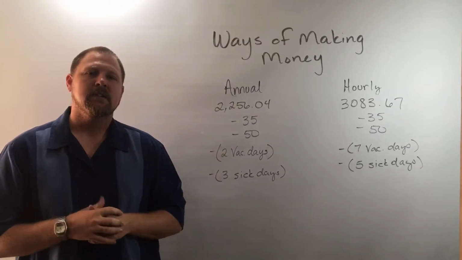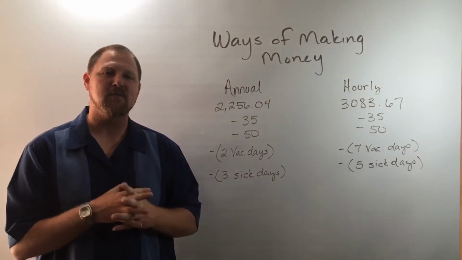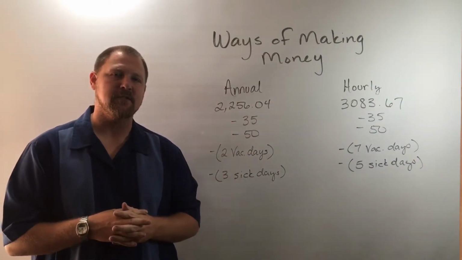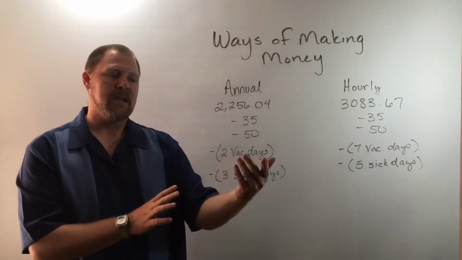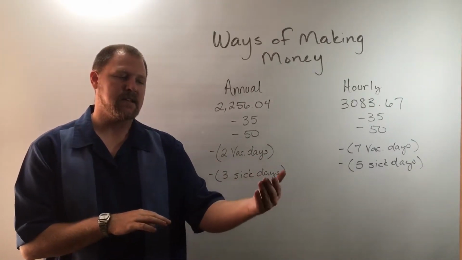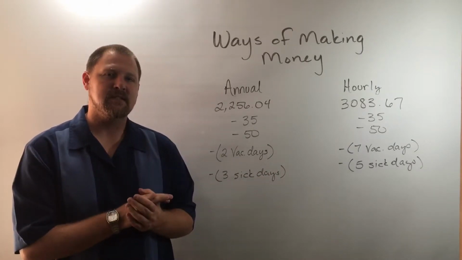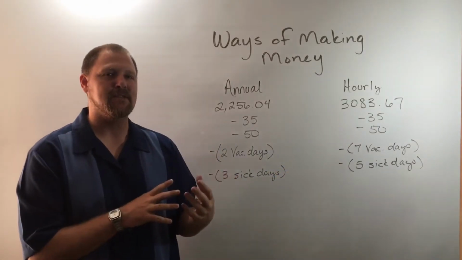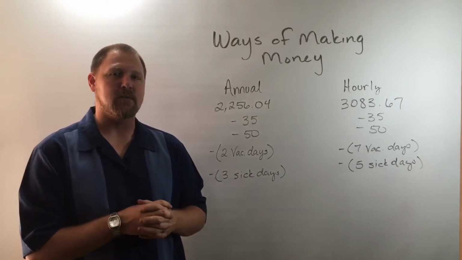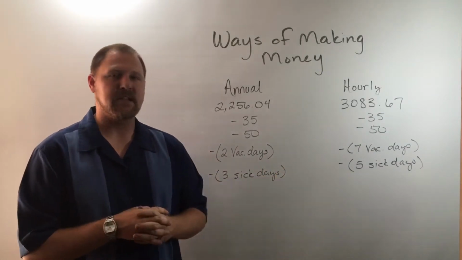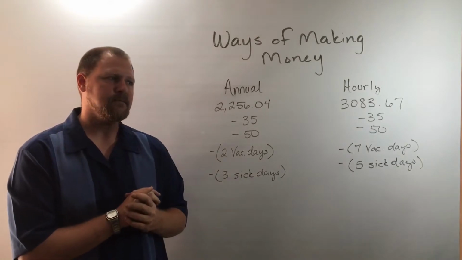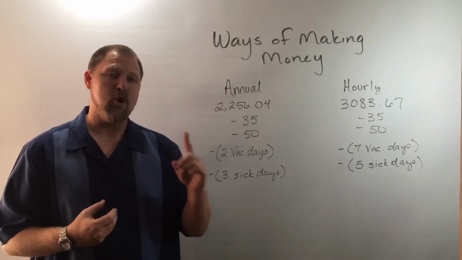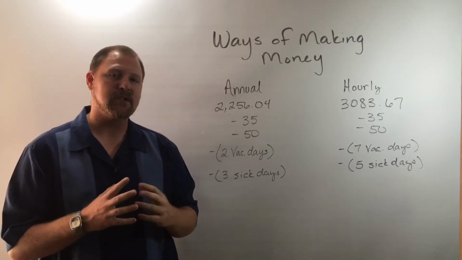All right, so if you take a look at the things we have to pay for based on that graphic: $35 for health insurance each month, $50 for life insurance. The annual salary job makes you pay for 2 vacation days and 3 sick days. The hourly job, again, $35 for health insurance, $50 for life insurance, 7 vacation days and 5 sick days. Now, what we have to do is come up with how much money each month one of these days costs, and there are several different ways to do that.